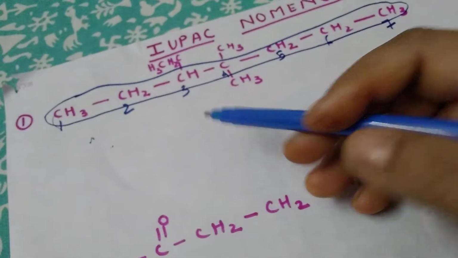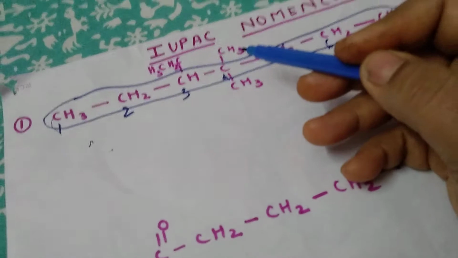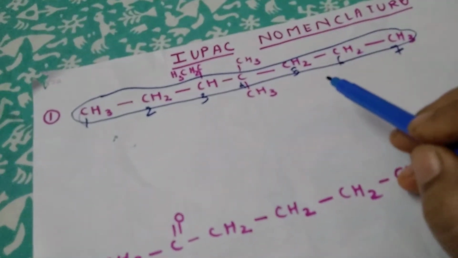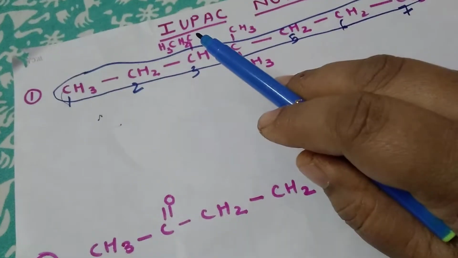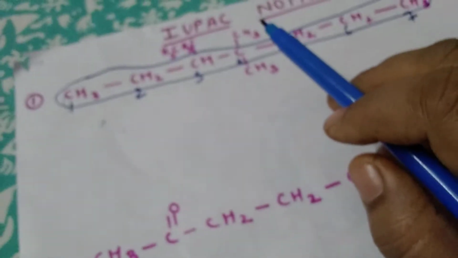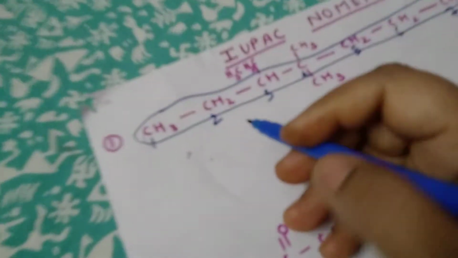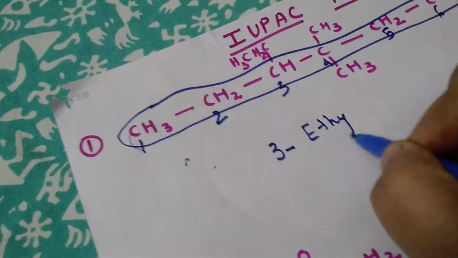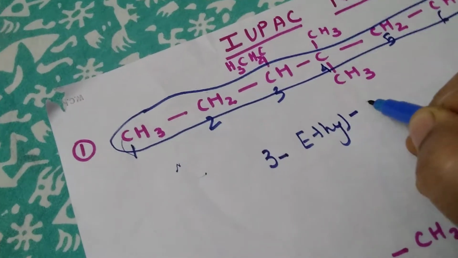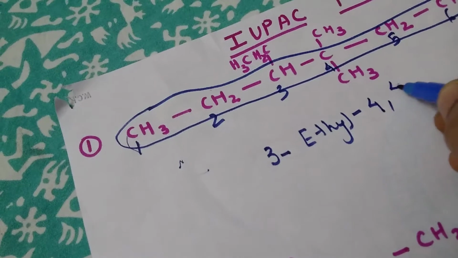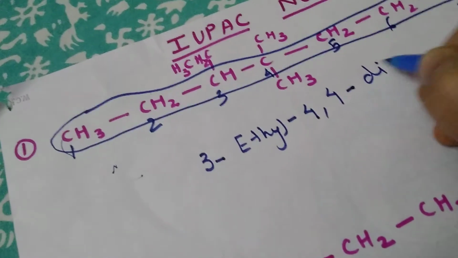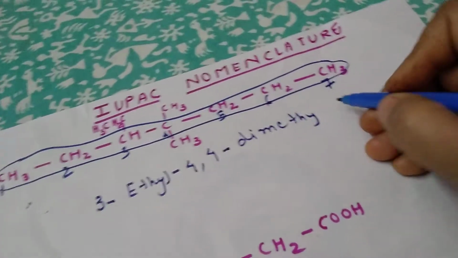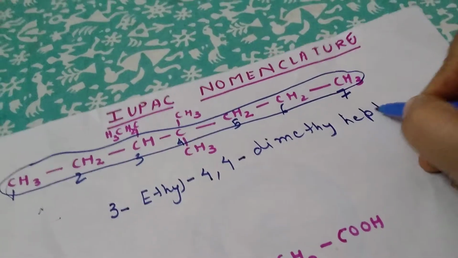Now while writing the name, whose name will we write first, methyl or ethyl? For that we will follow alphabetical order. Alphabetically, E of ethyl will come first, and then M will come. So its IUPAC name will be 3-ethyl, and then 4,4-dimethyl, and 7 carbon atoms. For 7, hept is there, so that's why it is heptane.